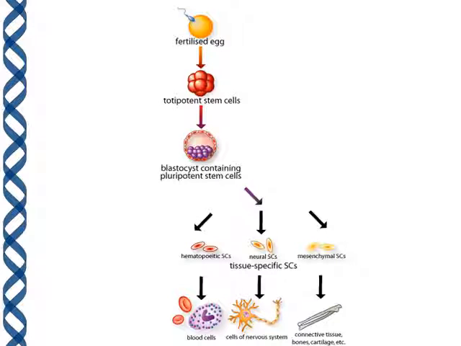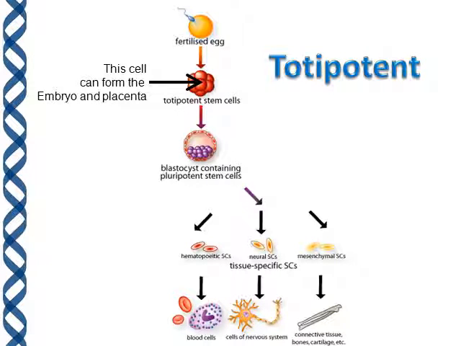First, there is the totipotent stem cells. These are derived following the fertilization of the egg at the 8-cell stage. This cell can form both the embryo and the placenta and all resulting tissues.